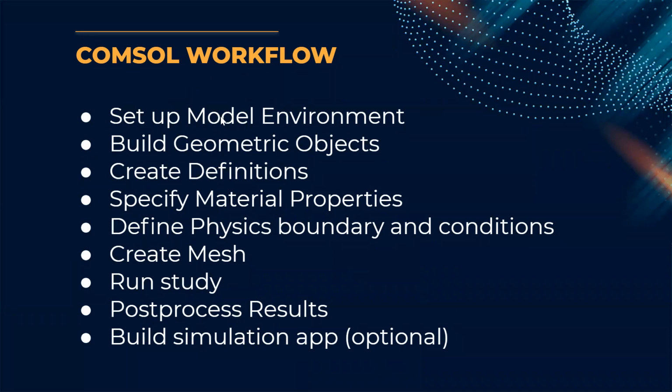The first step is always to set up your model environment. The second is building the geometric objects. The third is to create definitions. Fourth is to specify material properties. Fifth, you have to define certain boundary conditions, and then you have to mesh it. This meshing is the finite element analysis that I was talking about. Then you have to run your study and you can post-process. All these processes will become more clear to you as we go through an example.